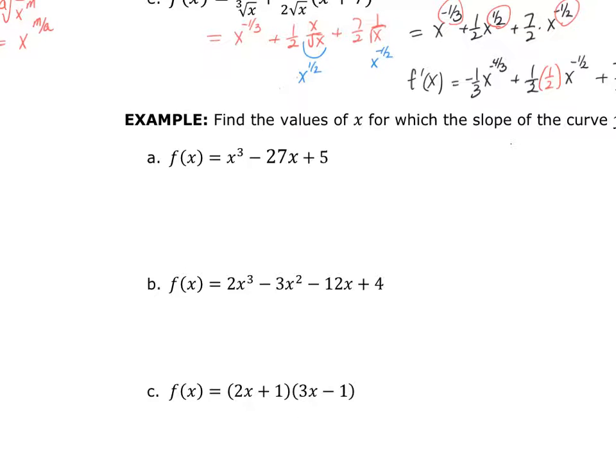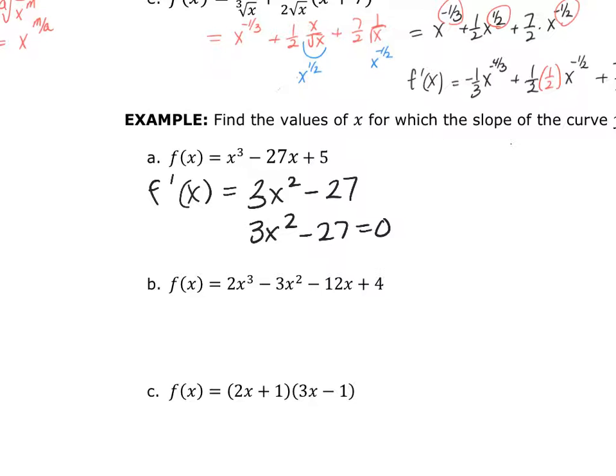When we do derivatives, what are we finding? The slope of the tangent. We want to know where the slope of the tangent is equal to 0. So we just find the derivative and set it equal to 0 and solve, and that's it. So I'm going to find f prime of x. This is going to be 3x squared minus 27. That's the derivative. I want the slope to be 0. So I'm going to set this thing equal to 0 and solve.